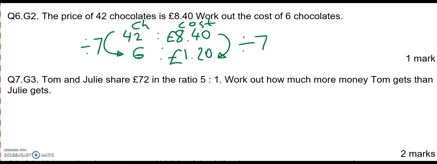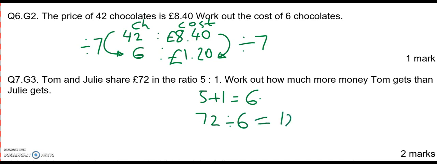The next question is asking, Tom and Julie share £72 in the ratio 5:1. Work out how much more money Tom gets than Julie gets. So we'll look at sharing the £72. So that means we've got 6 units in total, so 5 and 1, that makes 6 in total. So if I divide 72 by 6, then we'll get 12. So 1 unit is worth 12.